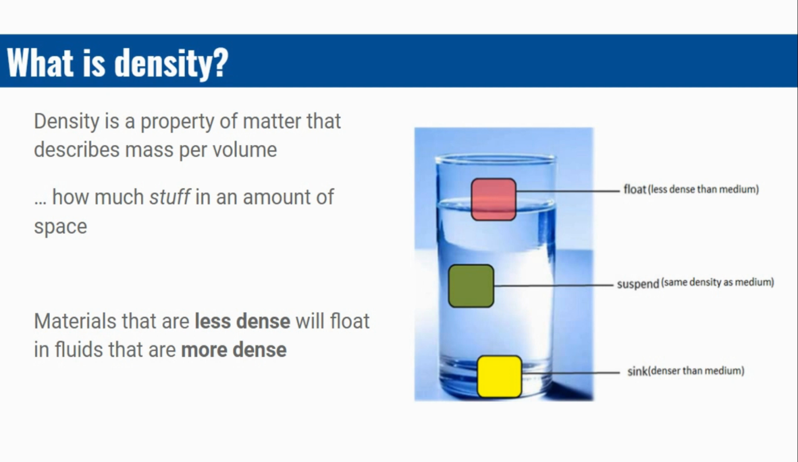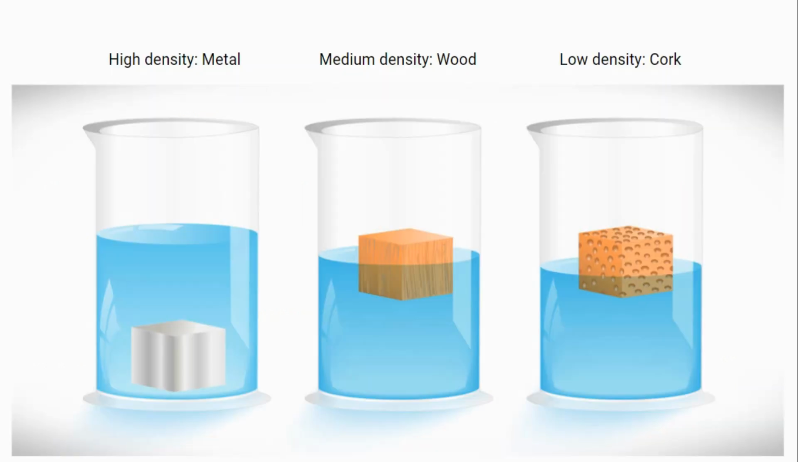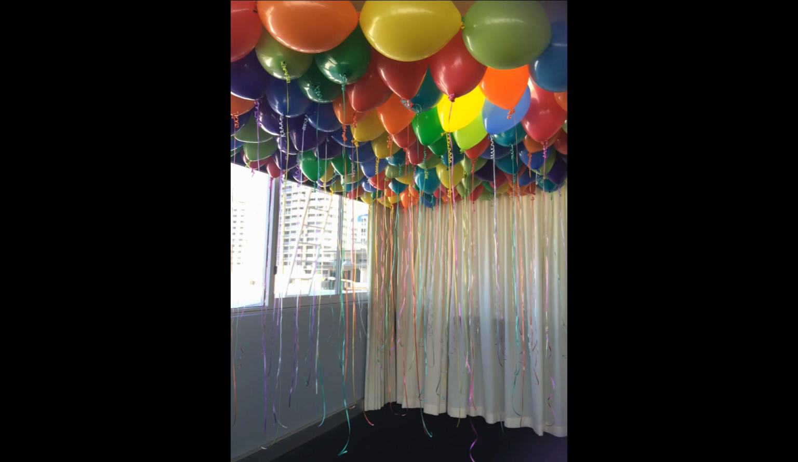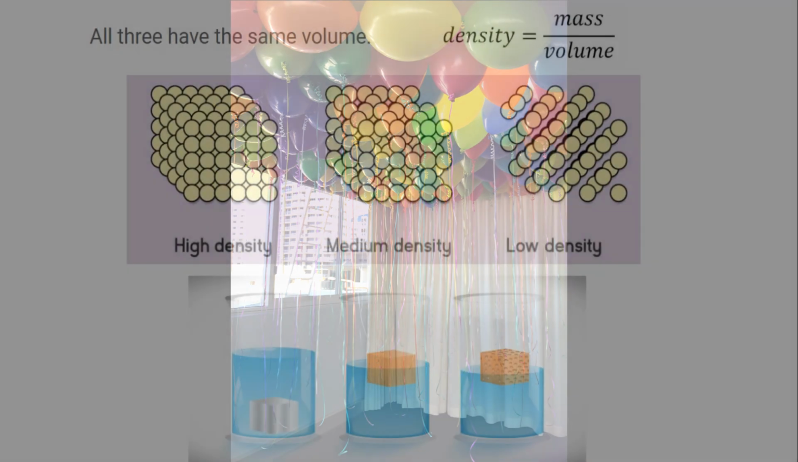Density is a way of describing how much mass something has for its size, or how much stuff there is in an amount of space. A material that's less dense than water will float, and a material that's more dense than water will sink. So this happens with liquids, but also with gases. So a balloon filled with helium will float because it's less dense than the surrounding air.